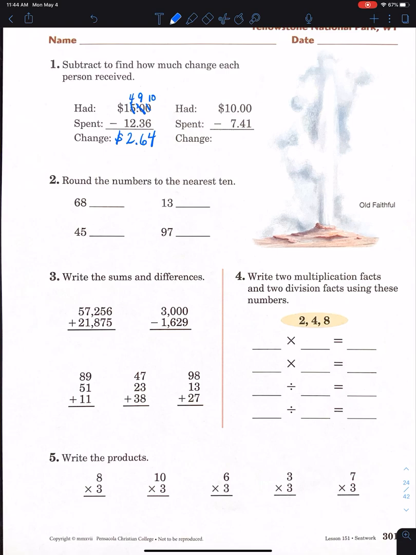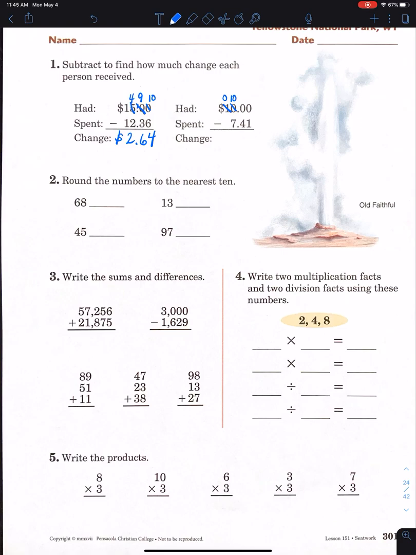All right, let's say you had $10 and you spent $7.41. We need to make change to see how much money you get back. So again, we have a bunch of zeros on the top. We can't take anything away when you have a 0. So we're going to go all the way over to the 1 and make that a 0. We're going to borrow and bring that over to the 10.